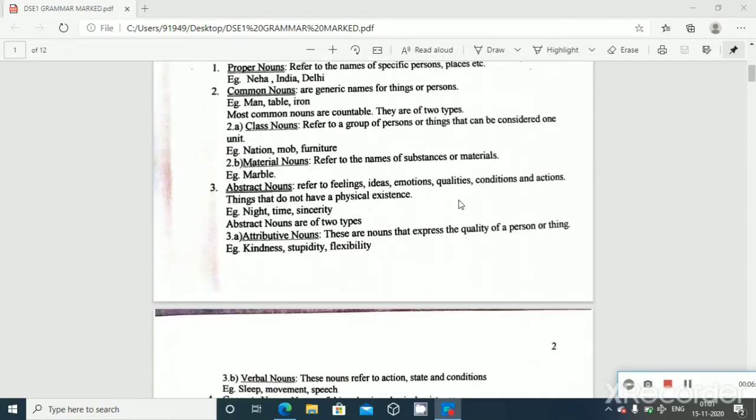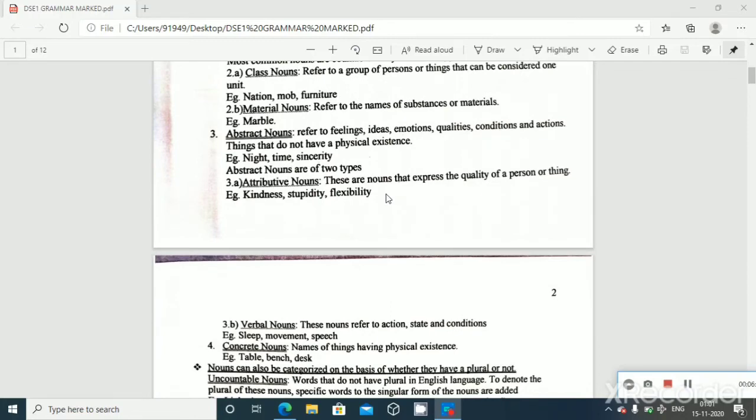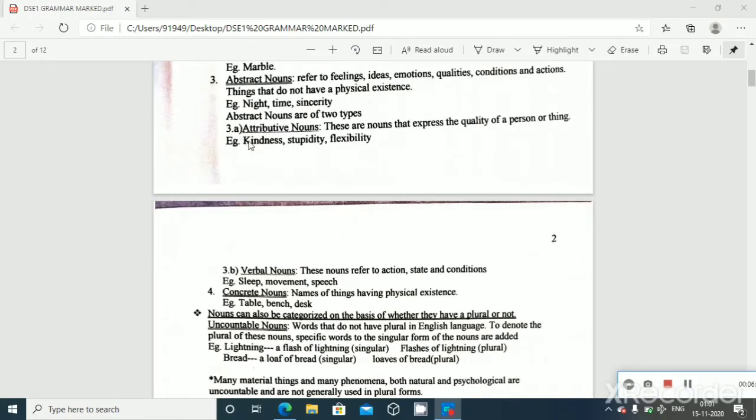Let us see what it is. Attributive. Attributive is a term that we express, that is attribution. When you attribute something, you assign a quality, you refer to some ideas in connection with the person or thing that you talk about. That is, the nouns express the quality of a person or thing.